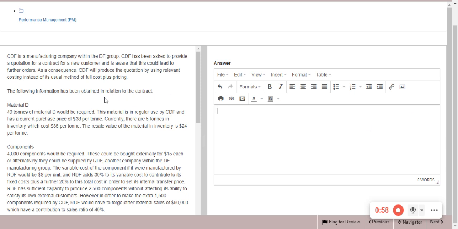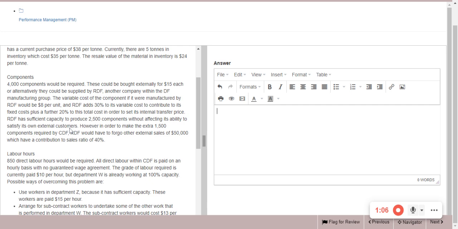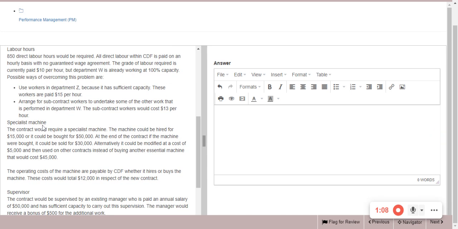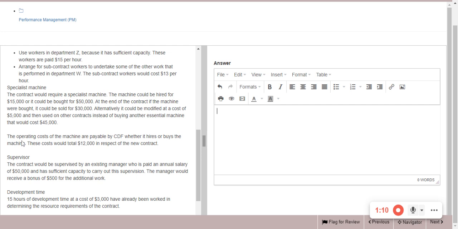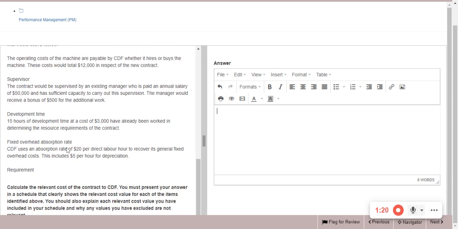So we will first go through the question. We have a question regarding material D. So this is one cost. We have the cost of components, 2 labor hours, 3 machine, 4 operating cost of machine, which is 5, supervisor cost 6, development time 7, fixed overhead absorption rate 8. So basically there are in general 8 headers of cost, and we also have to keep in consideration that we have to write the explanations and stuff.